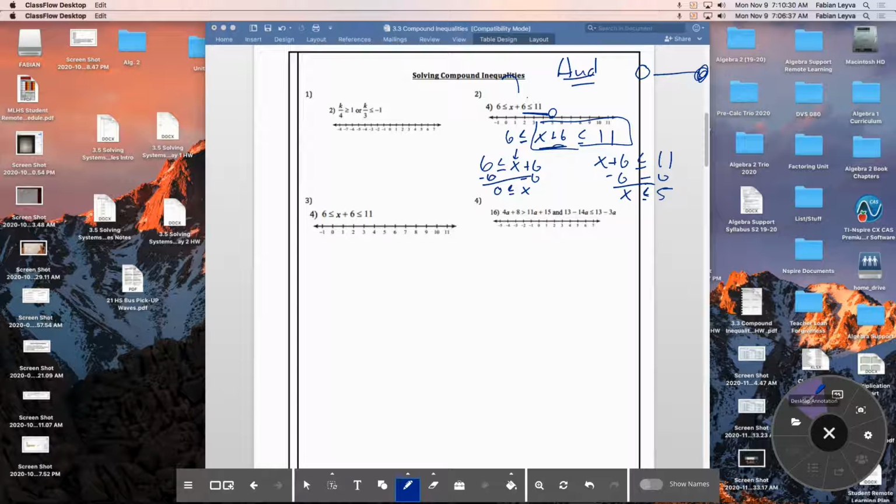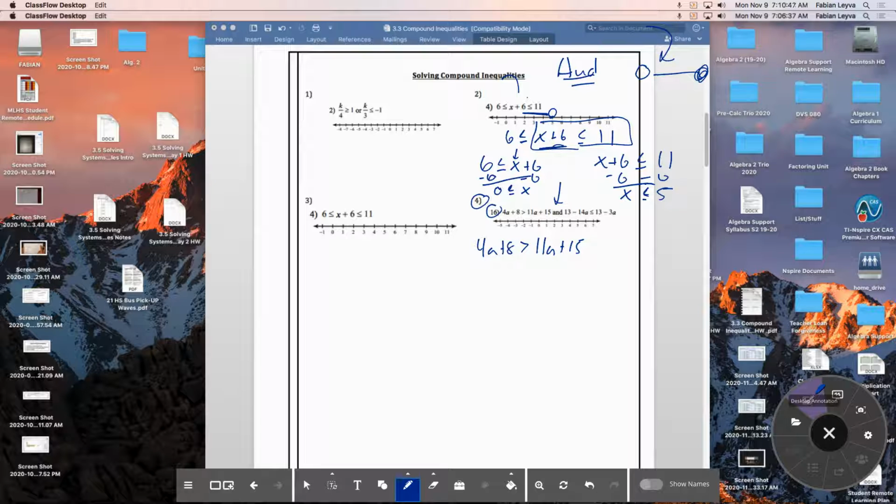So we have number 4 / number 16 here. And I have two inequalities connected by an AND statement. So I know that it's going to look exactly like this, but I have to do the work for each one. So 4a plus 8 is less than 11a plus 15. So that is one of my inequalities.